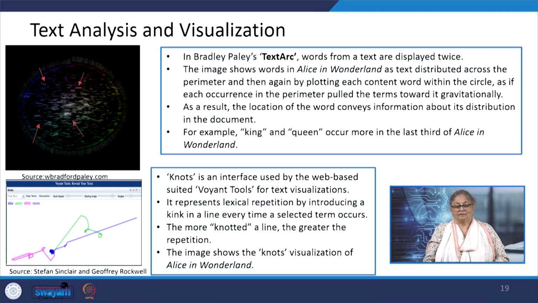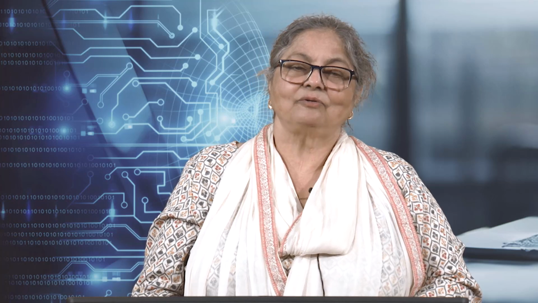In comparison, Knott's represents lexical repetition by introducing a kink in a line every time a selected term occurs. The more knotted a line, the greater the repetition. The image shows the Knott's visualization of the same text, Alice in Wonderland. Alice, which is the most frequently used word, forms a knot near the middle, while mouse shoots off to the right. Visualizations make use of a visual grammar just as language requires a linguistic grammar. We need to be able to resolve what we see before attempting to analyze and understand it.